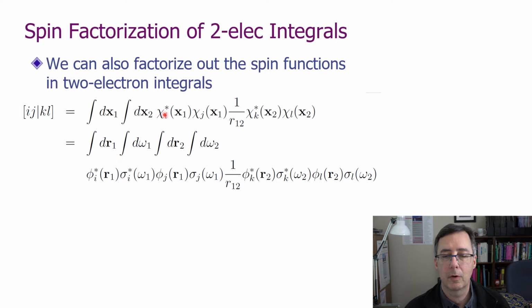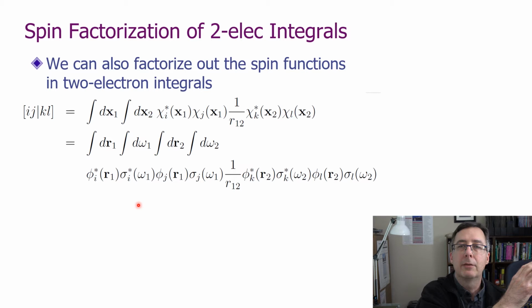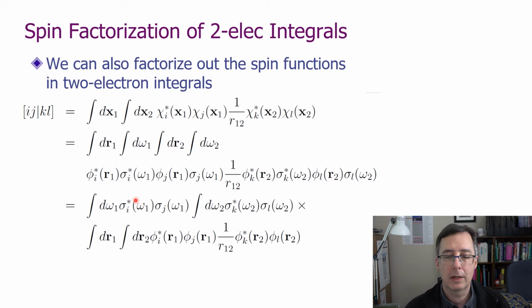Then I do the same trick I did in the last slide. I pull all the sigma integral stuff out to the left because it's unaffected by anything else that's going on. So it really is a product of, and in fact, electron 1, its integration has nothing to do with the integration for the spin for electron 2. So I can pull out integration over electron 1 separately, multiply it by the integration for spin for electron 2.